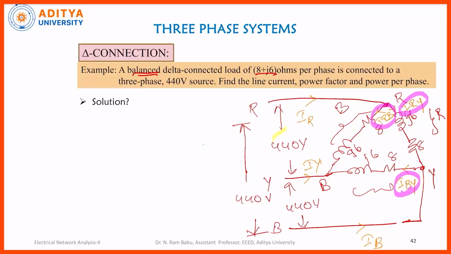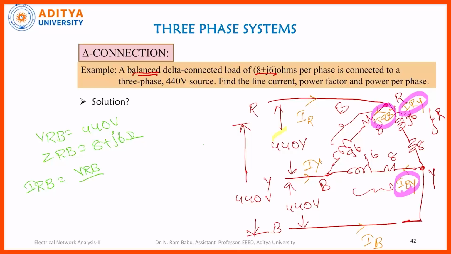I hope you are understanding this part. Here I am calculating only the RB phase. VRB is equal to 440 volts. Next one, ZRB is equal to 8 plus j6 ohms. From this I can calculate the value of IRB.